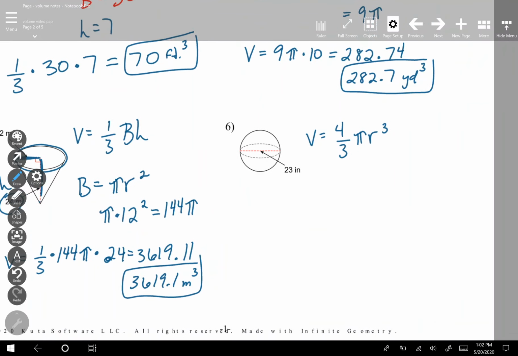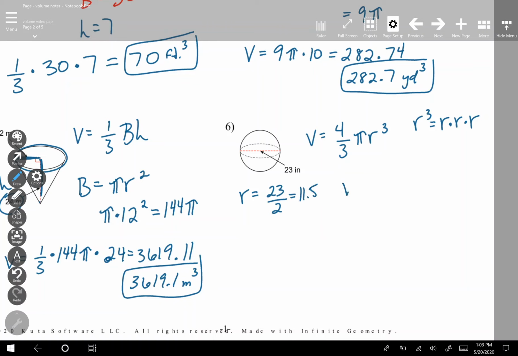Remember, r cubed is r times r times r. Whatever the radius is, you multiply it 3 times. Here, for our radius, we have to take 23 and divide it by 2 because they've given us the diameter. So 23 divided by 2 is going to be 11.5.